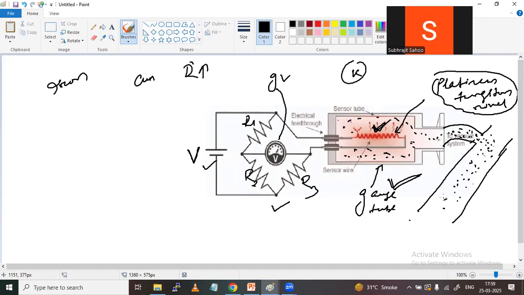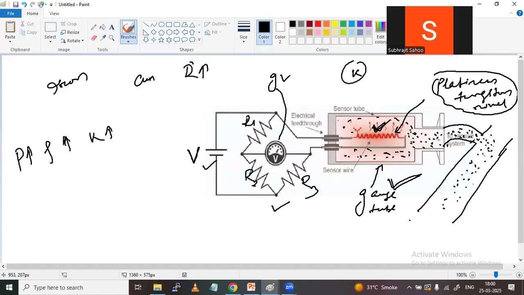Suppose when the gas starts to flow, I don't know the pressure. I don't know how much the pressure is. Suppose it is very high pressure. If the pressure is more, what will happen, sir? I told you, if pressure is more, density is also more. If density is more, thermal conductivity is also more. Okay?